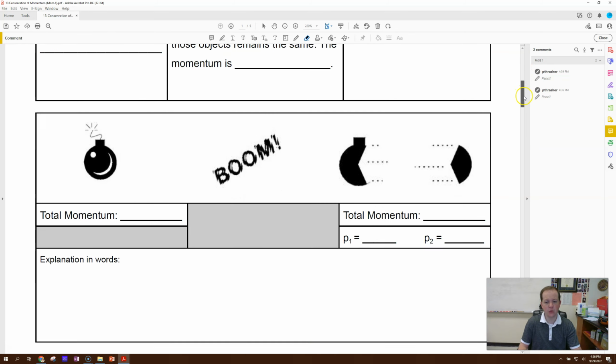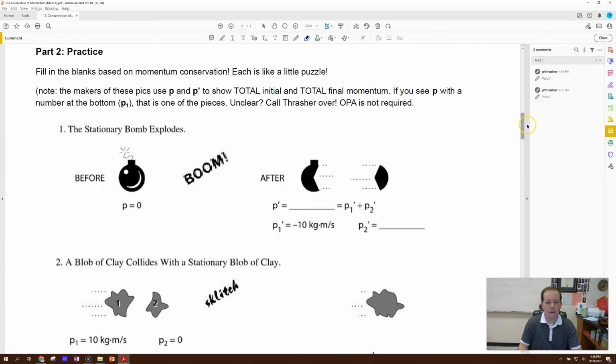All right? So I'm going to scroll down. We already have our notes done. For this first part, we were writing down the momentums based on the information that's given in the problem. So I got my little PDF annotator here. Sometimes it's a little funky, but hopefully it works out. This first problem, the stationary bomb, it tells us I have a momentum of 0.